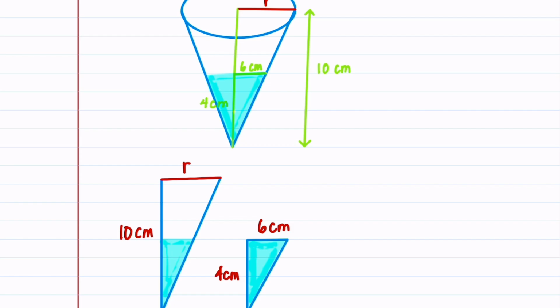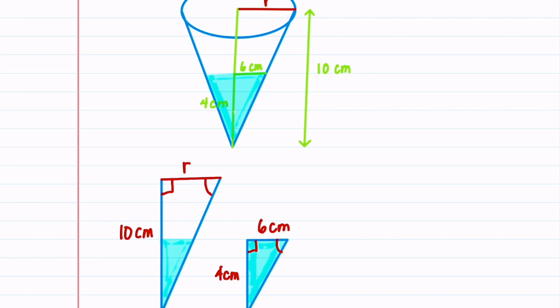Let's now notice that both triangles have a right angle. And then they also have an angle in common, which we'll denote like that. So if they have two angles that are equal, that means the third angle also has to be equal. So that will tell us that the corresponding sides are going to be proportional.